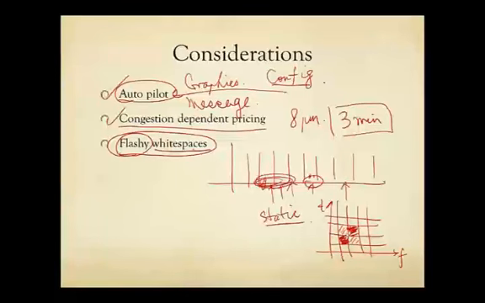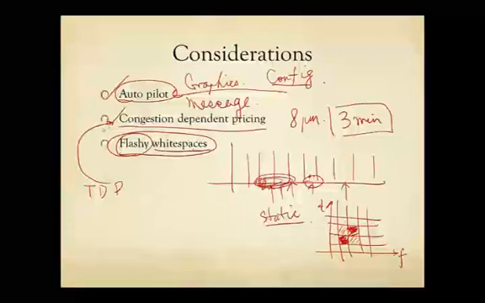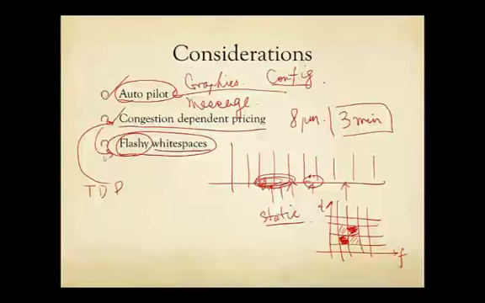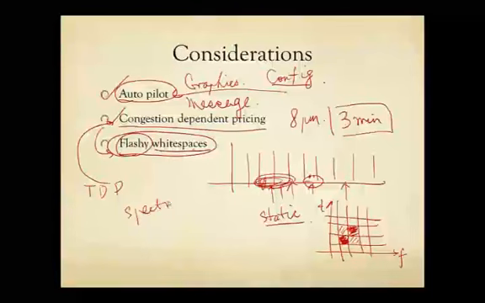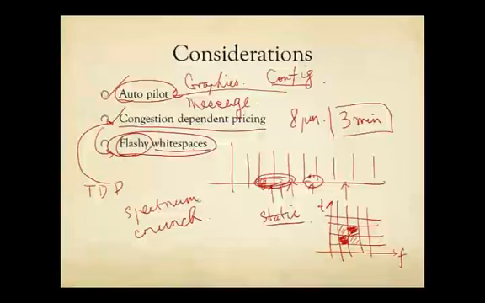So you can think of extensions of time-dependent pricing all the way to congestion-dependent pricing, all the way to enabling the discovery and utilization of these flashy white spaces. Okay, we talk about spectrum crunch a lot these days, but are we fully utilizing and leveraging all the spectrum that we have? Or are we saving a lot of it, either because we want to over-provision or because we are wasting some of it?